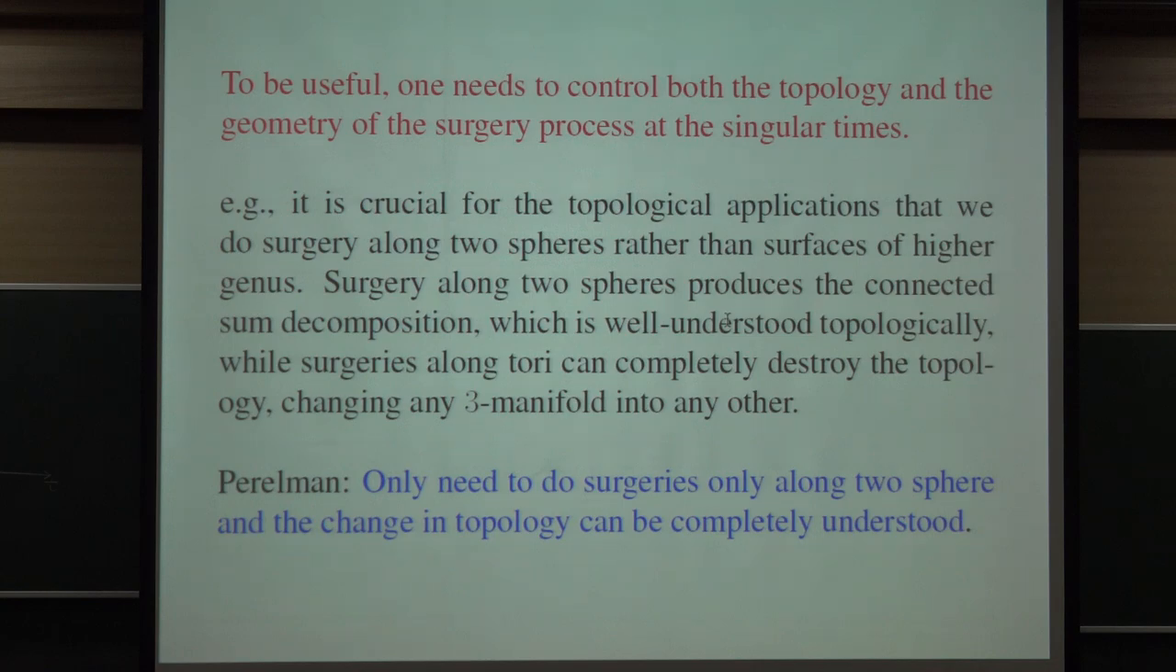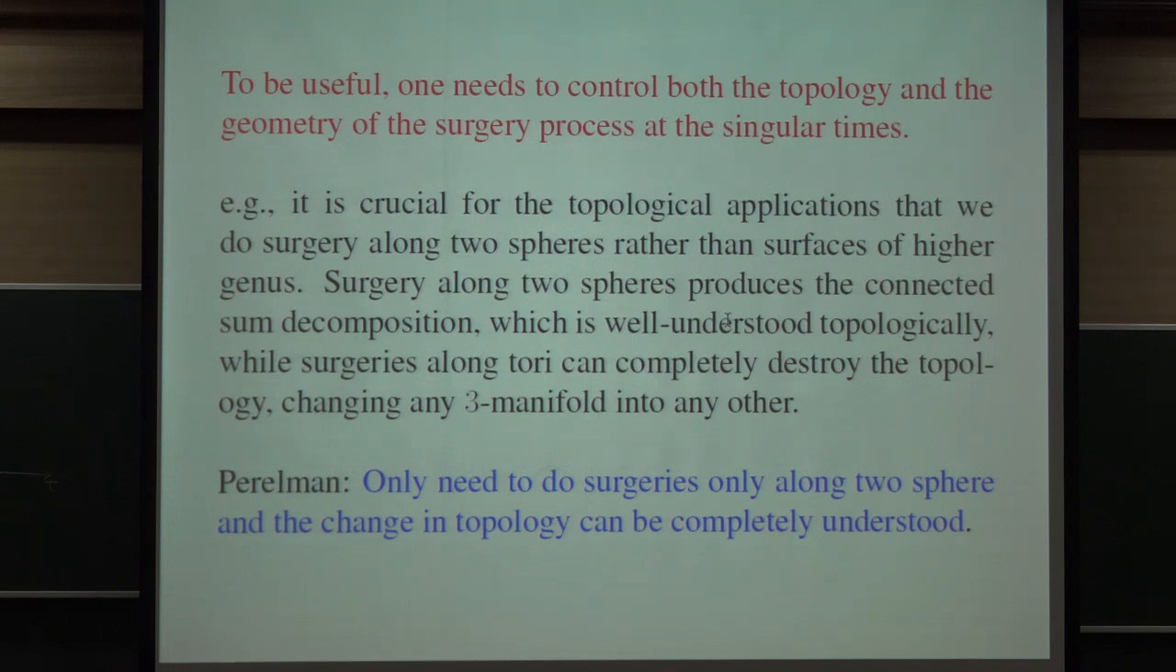Okay, so for example, it's crucial for topological applications that we do a surgery along two-spheres, rather than a surface of higher genus. Since we are talking about the three-manifold case, each time you do this surgery you cut along a surface, right? And then you do something, or glue it up, or whatever, but it's always along the surface, right? Because a surface separates two parts of a three-dimensional thing. But surgery along two-spheres produces the connected sum and so on. But if you do surgery along a torus, it can completely destroy the topology, changing any three-manifold into another. So it's like what I mentioned yesterday, the handlebody decomposition. If it's a two-sphere, then we can handle it. If it's a higher genus surface, we become hopeless.